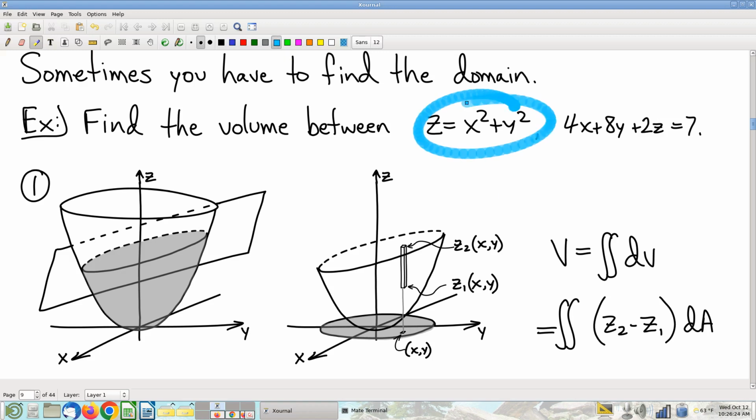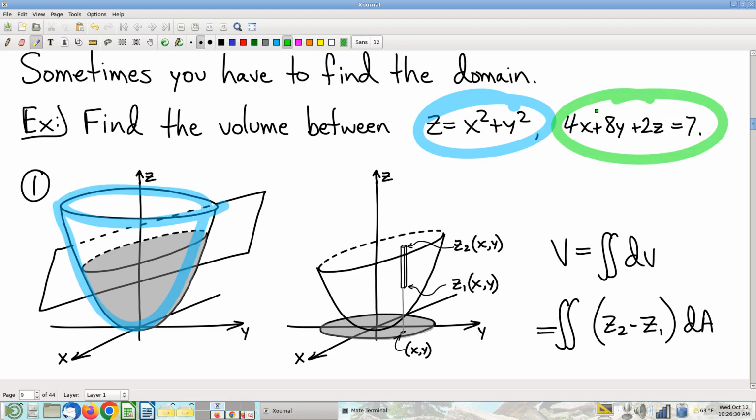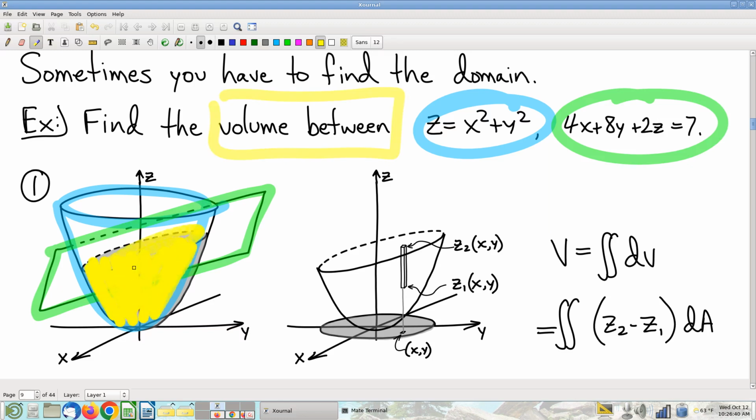Suppose we've got this surface here. That's our typical paraboloid. We've got this surface here. That's some plane, right? And let's look at the volume between those two. Well, the volume in between those two surfaces is going to look kind of like this. Well, here it is, a better, less obscured picture of it. There's our volume in between. Let's compute that volume.